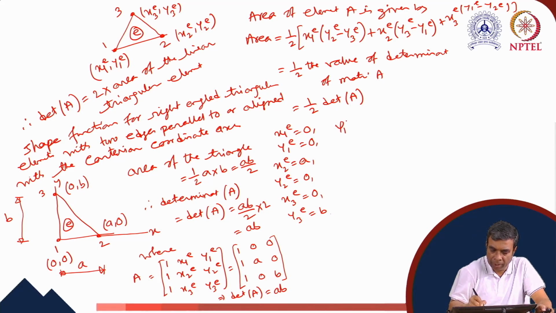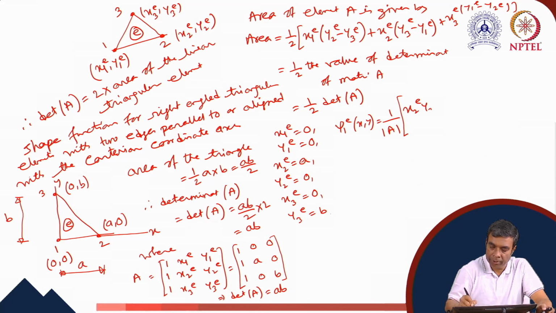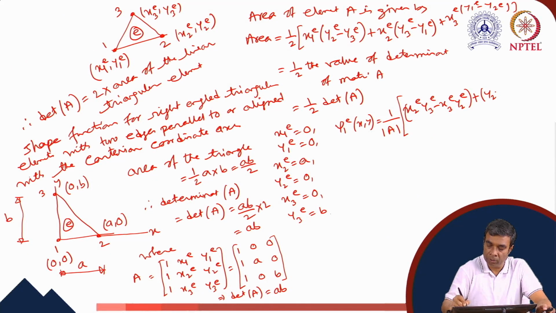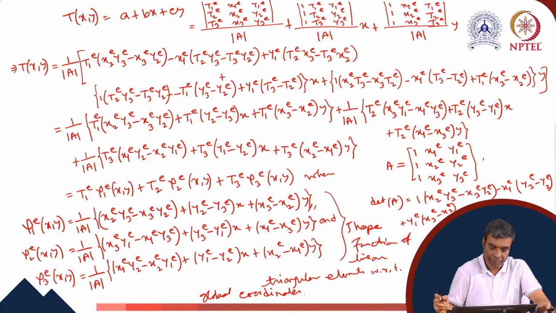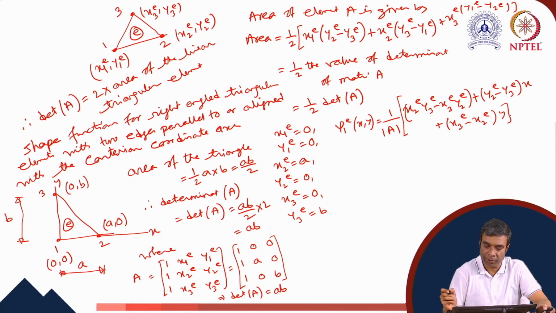So psi 1e of x, y equals 1 by determinant A into, we have the expression here, x2e y3e minus x3e y2e, then we had y2e minus y3e into x, and finally we had x3e minus x2e into y. This is the expression for psi 1e.